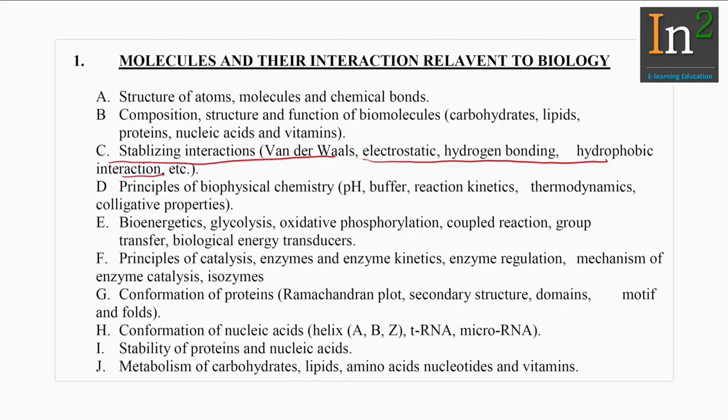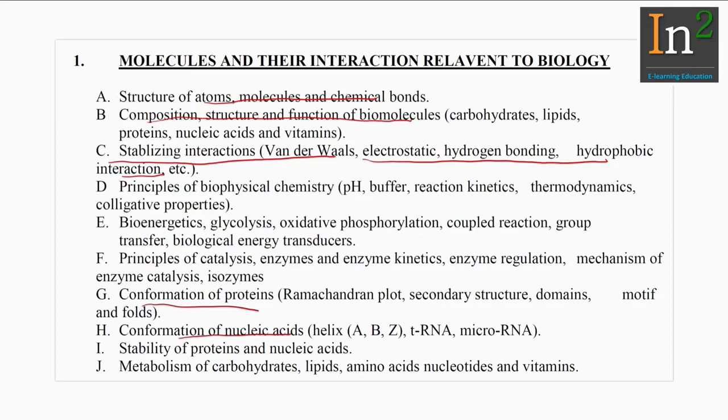But if you look closely at the other topics, for example, structure of atoms, molecules and chemical bonds, and composition, structure and function of biomolecules, can we study all these things without an understanding of chemical bonds? So chemical bonds are the foundation to understand all kinds of relations between atoms, between molecules, and in the life processes. We cannot understand the folding of proteins or the conformation of nucleic acids without understanding covalent and non-covalent interactions or bonds. So more or less, unit number 1 is based on understanding various kinds of molecular interactions.